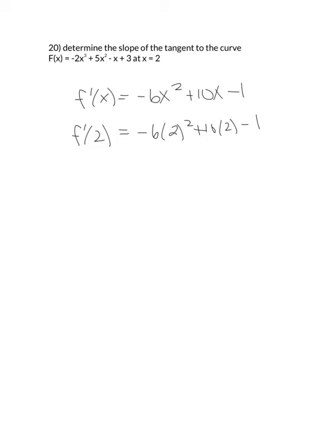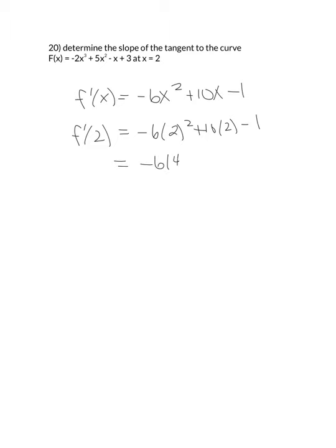Question 20 says, determine the slope of the tangent to the curve f of x equals negative 2x cubed plus 5x squared minus x plus 3 at x equals 2. So the first thing that I'm going to do is find the derivative. So f prime of x is equal to negative 6x squared plus 10x minus 1. And then, of course, I'm going to plug in that x equals 2. So f prime of 2 is equal to negative 6 times 2 squared plus 10 times 2 minus 1.